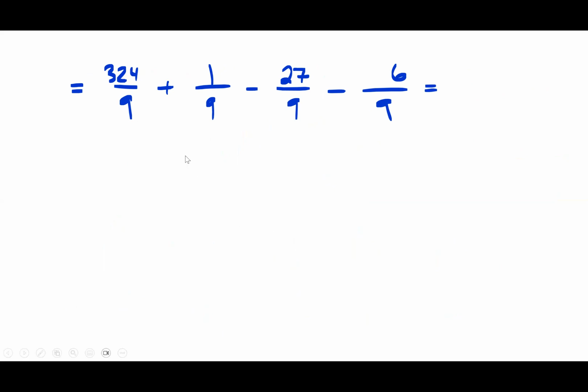All right. Once we have everything in terms of common denominators, 324 plus 1 is 325. Subtract 27. Subtract 6, and it gets us 292 over 9. And now the question is, does 9 go into 292? I don't think so. It goes 32 times with a little left over. And I'm thinking this right here, or I'm thinking this right here. So either one is going to work just fine.